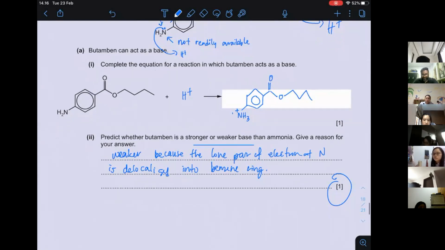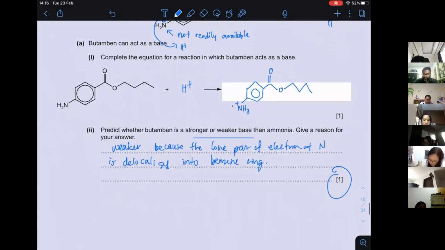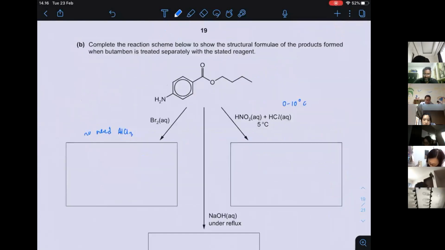Now complete the reaction scheme below to show the structural formula of the products when phenylamine is treated separately with the stated reagents. Now if you look at Br2 over here, the first thing you will be thinking is, where does the Br2 go? Because I don't have any double bond over here, if it is just aqueous Br2 at room temperature, how can the reaction continue? The reaction will continue, because normally we think that if you have Br2, we need a halogen carrier, but you do not need a halogen carrier because of the presence of NH2 over there.